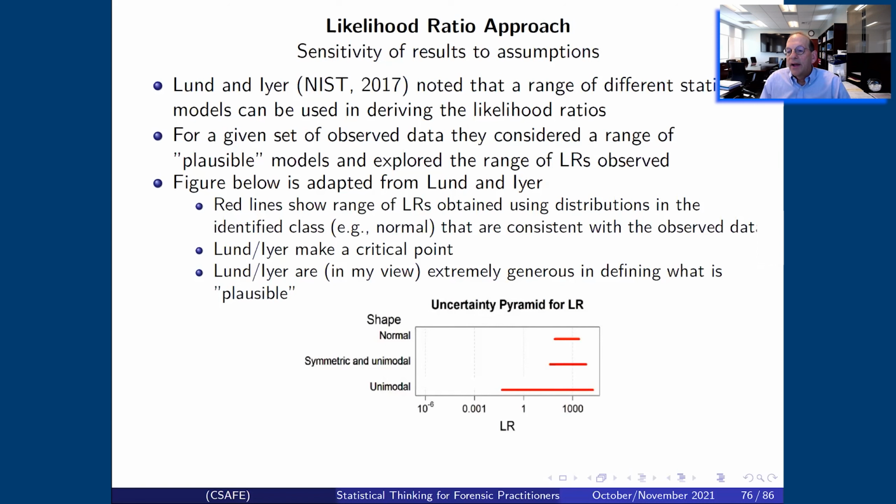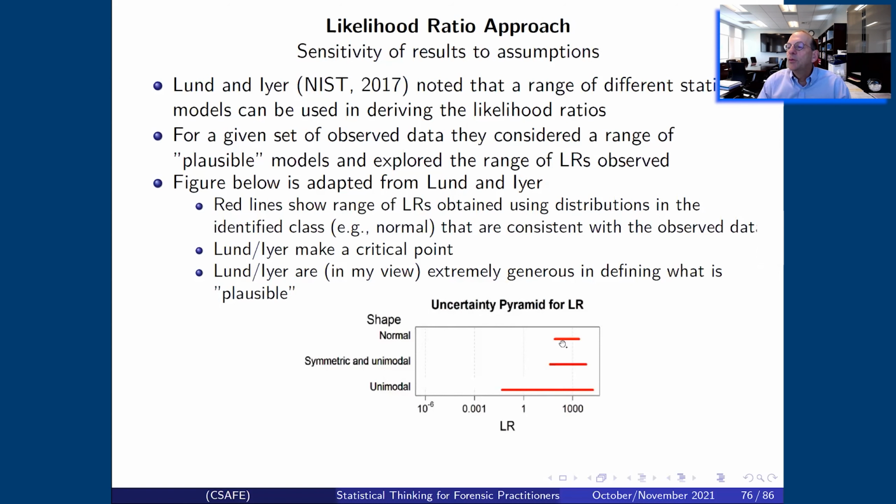I mentioned in talking about glass, maybe we think those measurements are normal. What Lund and Iyer did is they said, let's say we allow for all possible plausible models. So normal looks like it might work, but for those who know some statistics, the t distribution might work too. And gee, a gamma distribution could work also. Let's try all of them and see what happens. And what they found is summarized here in what they call the uncertainty pyramid. This is for one of their examples.